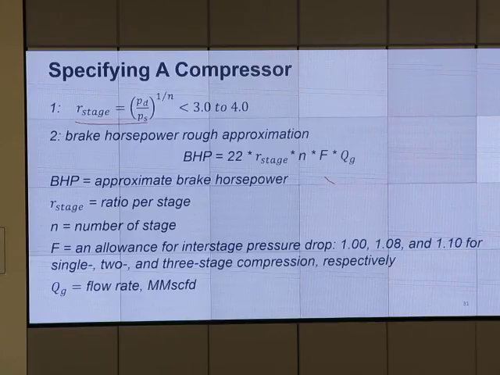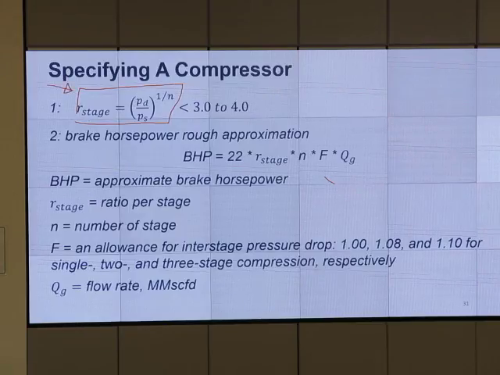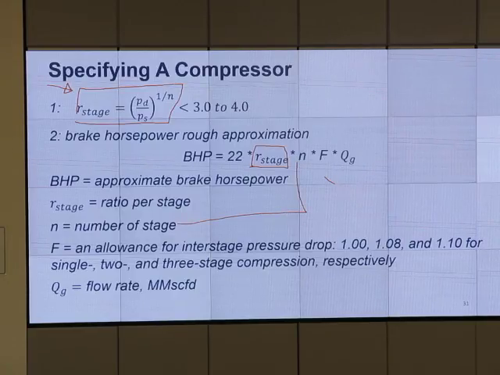So the formula is this one. Number of stages is PD over PS raised to the power of 1 over N. N is number of stages. You have seen this earlier, right? In the last lecture. Brake horsepower, rough approximation: brake horsepower is 22 multiplied by compression ratio. This is per stage, okay? Multiplied by N, number of stages, multiplied by F, and multiplied by QG.